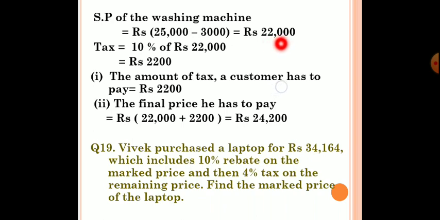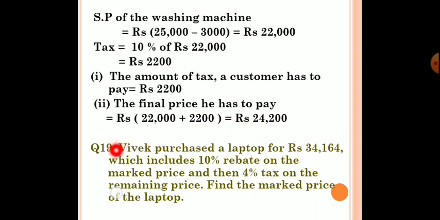Now on this selling price, the shopkeeper charges 10% tax. So tax amount is equal to 10% of rupees 22,000, that is equal to rupees 2200. So the first part of the question, which has asked us to find out the amount of tax a customer has to pay, that is equal to rupees 2200. The second part of the question, that is the final price he has to pay, which is the selling price plus the tax amount, that is 22,000 plus rupees 2200, that is equal to rupees 24,200.